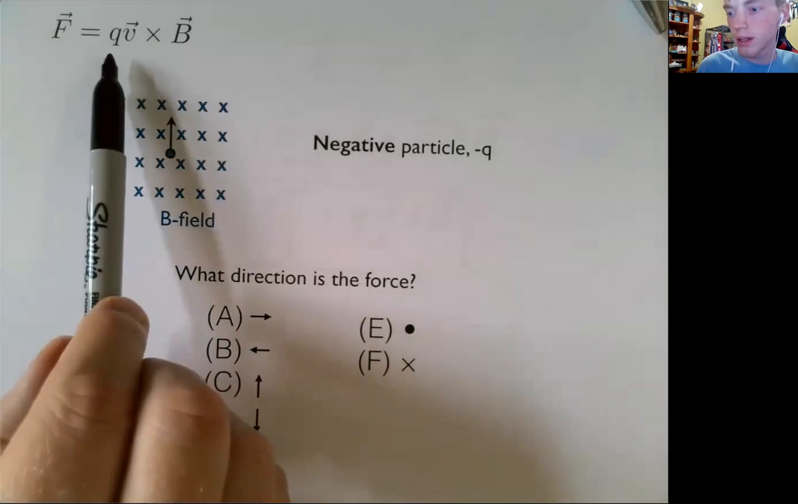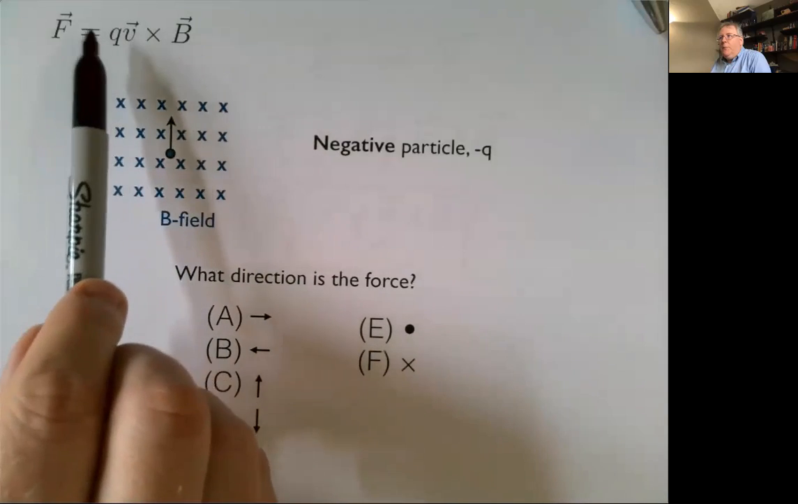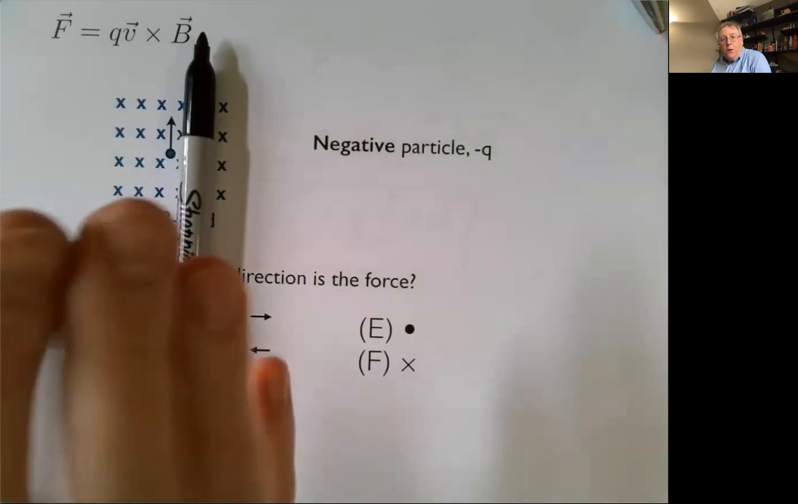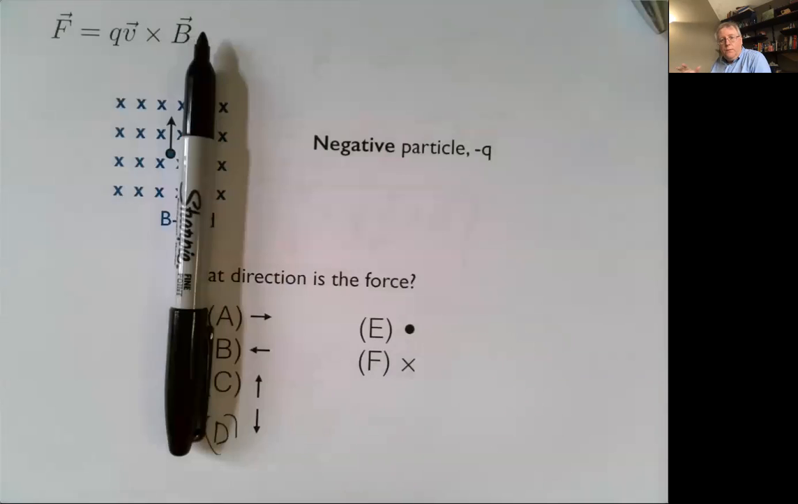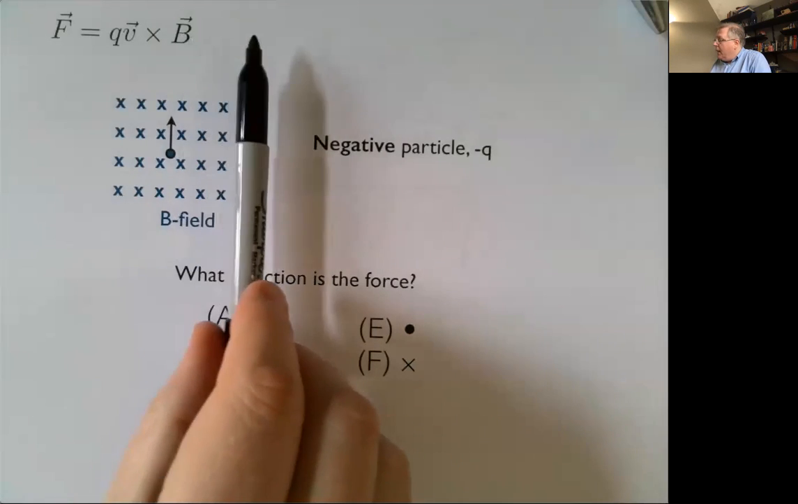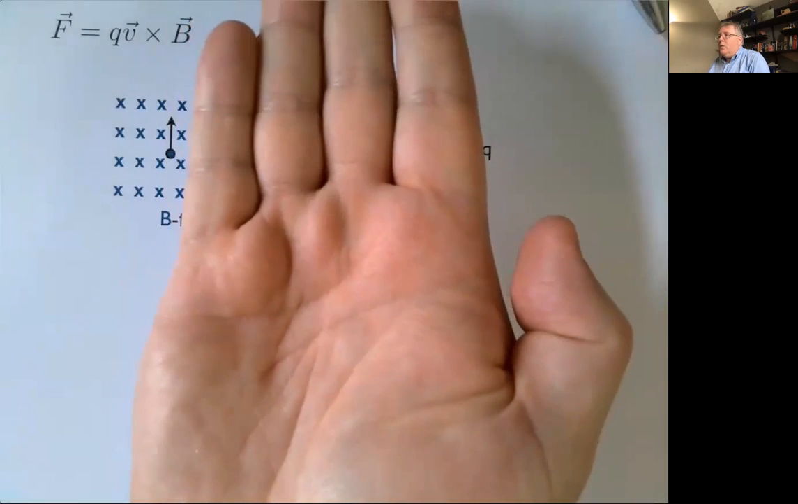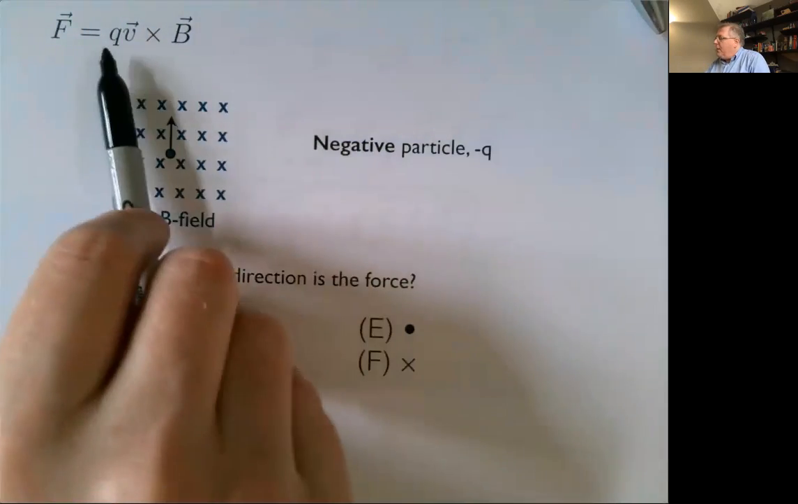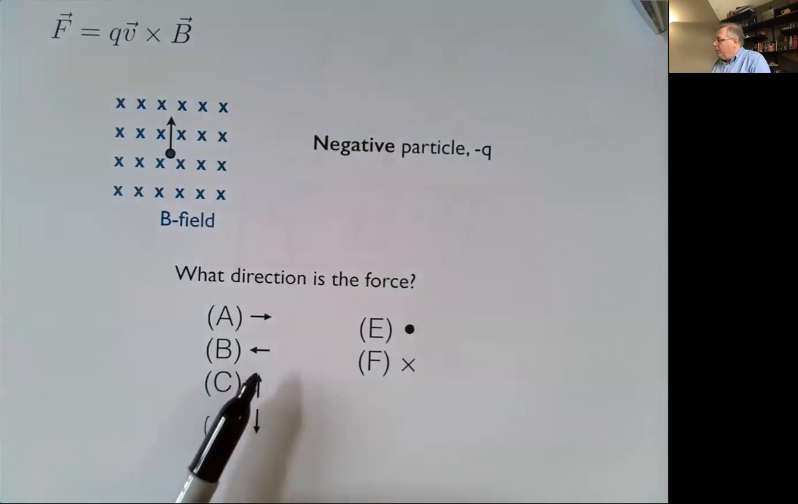Q, right? So I've multiplied this vector by a negative number, and when you multiply a vector by a negative number, it swaps direction. So that's the math we can use. V is still away from us, so that points to the left. But then if I multiply that left vector by a negative number, I get a vector to the right. So A is still the right answer.